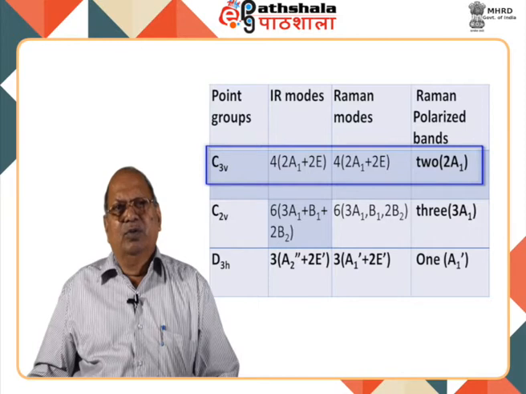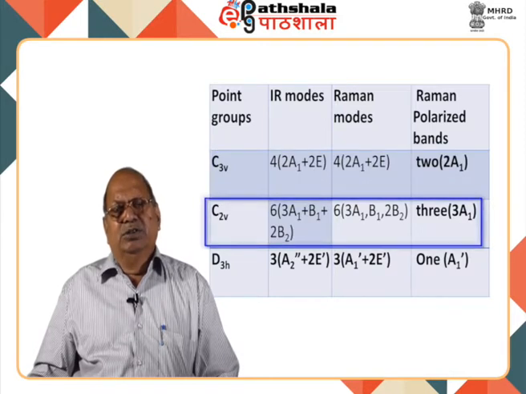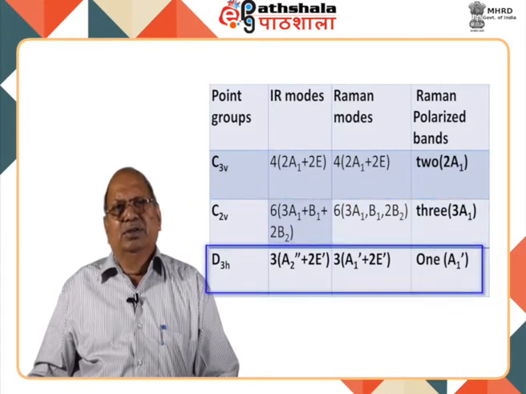For C3V, IR modes are 4, that is 2A1 plus 2E. For Raman modes, again there are 4, 2A1 plus 2E, and 2 Raman bands are polarized. For C2V, 6 IR modes, 3A1 plus B1 plus 2B2, and 6 Raman modes, 3A1 plus B1 plus 2B2, and 3 are polarized. For D3H, 3 IR active modes, A2 double dash plus 2E dash, and similarly Raman bands 3: A1 dash plus 2E dash, and 1 A1 dash is polarized.